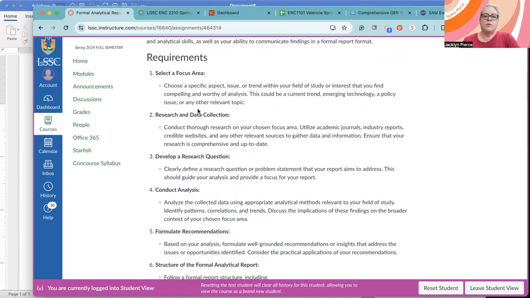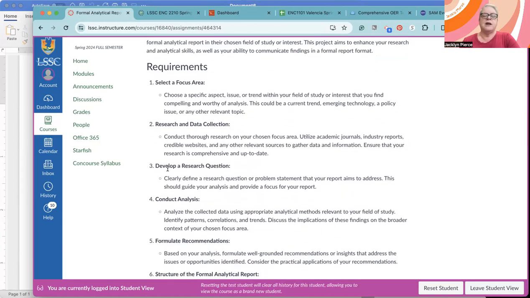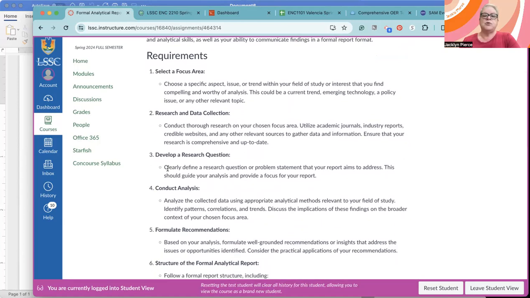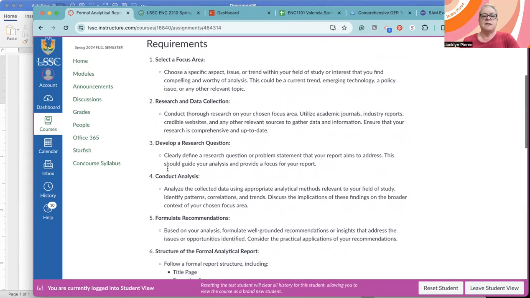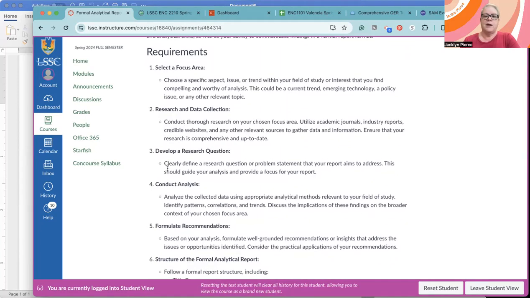So really this week we're focusing on number 1, but I do want to kind of preview the rest of it. Choose a specific aspect, issue, or trend within your field of study or interest that you find compelling and worthy of analysis. This could be a current trend, emerging technology, a policy issue, or any other relevant topic.